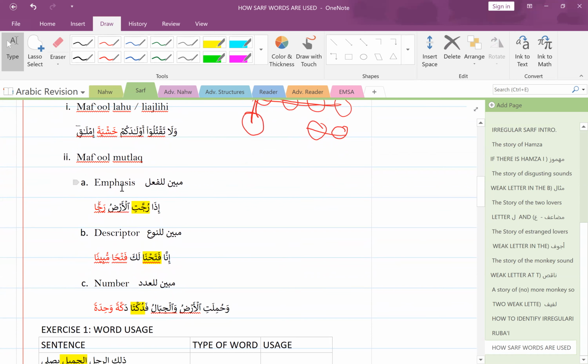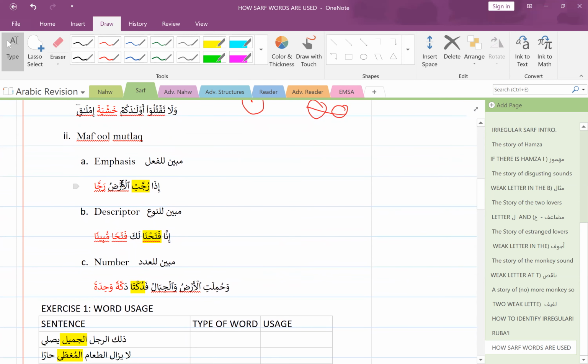So a maf'ul mutlaq is always going to be a masdar of the same verb, and the masdar of that same verb has to be repeated. If it's not repeated, then it's not maf'ul mutlaq. So that's a very important rule of maf'ul mutlaq. It has to be repeated. إذا رجت الأرض رجا. Here in this case, it is emphasizing how the fi'l is being done, how extreme it is, or how it increases emphasis on the fi'l. That's number one.